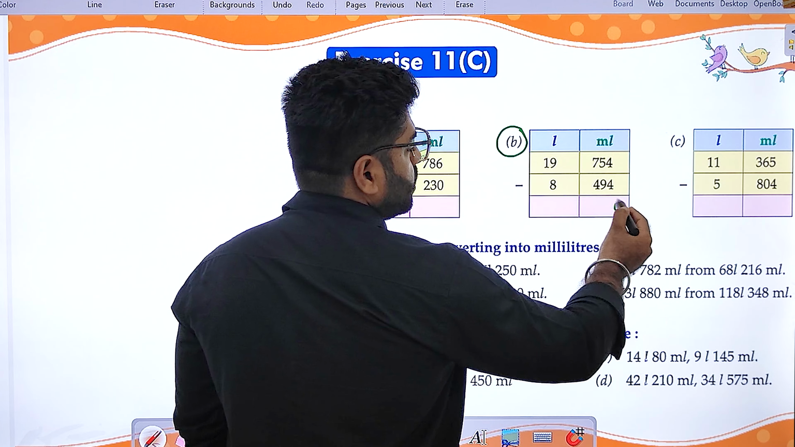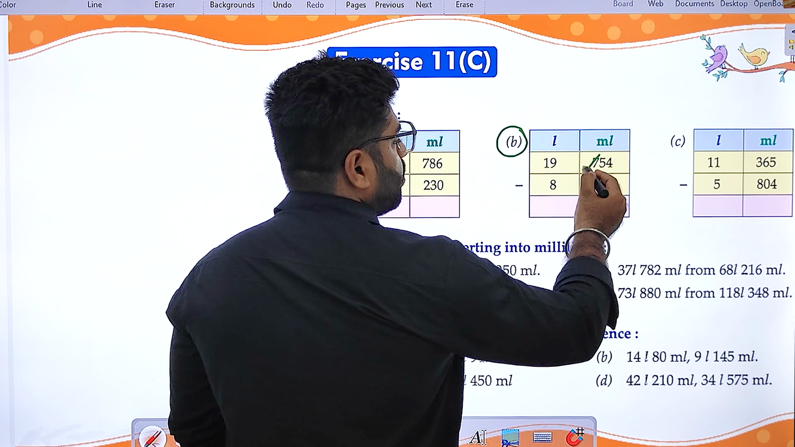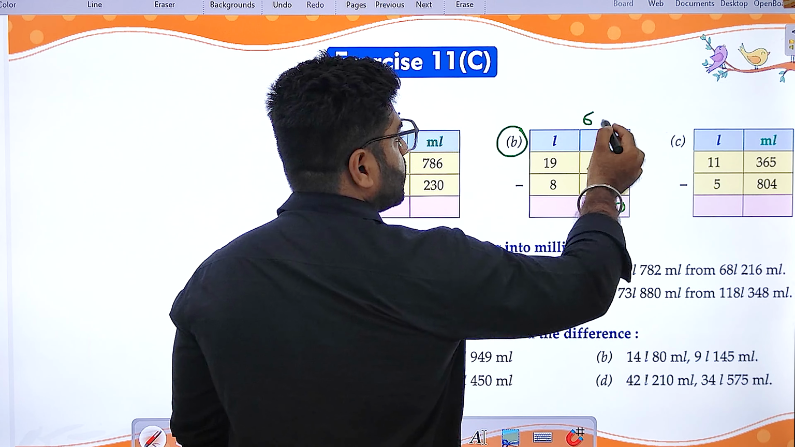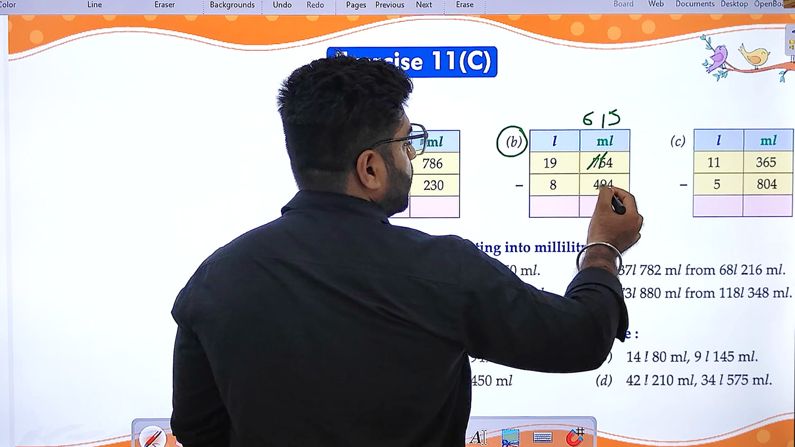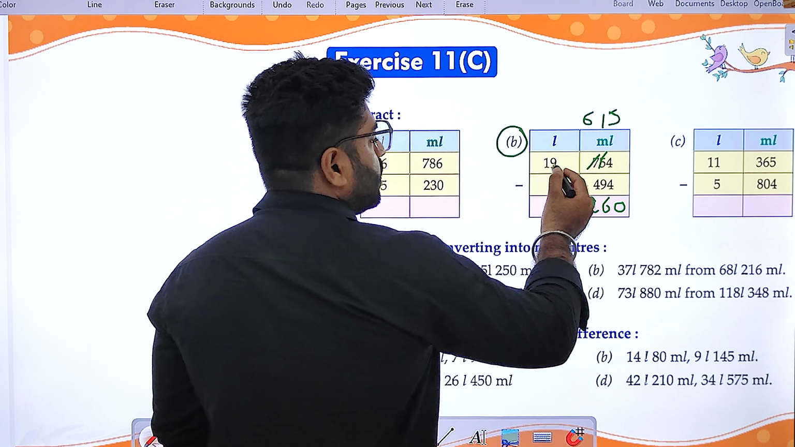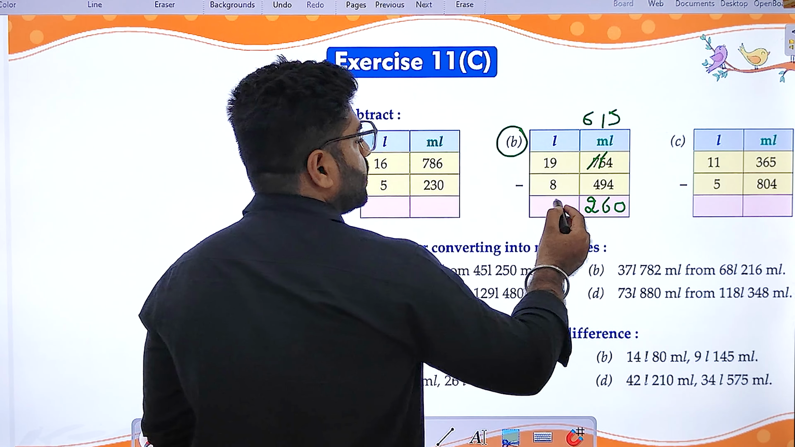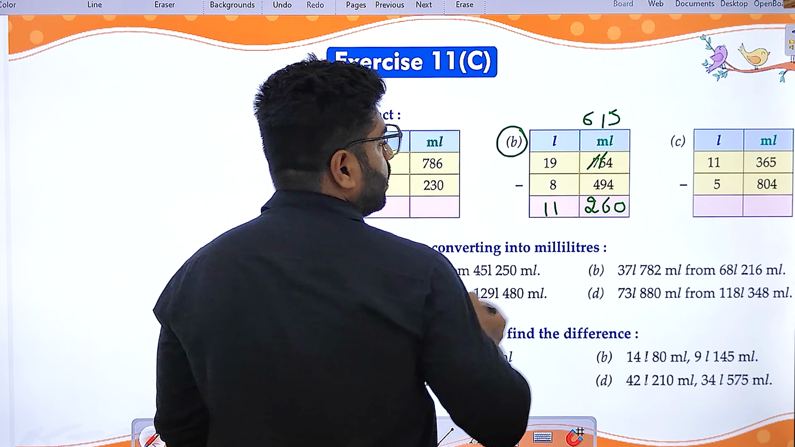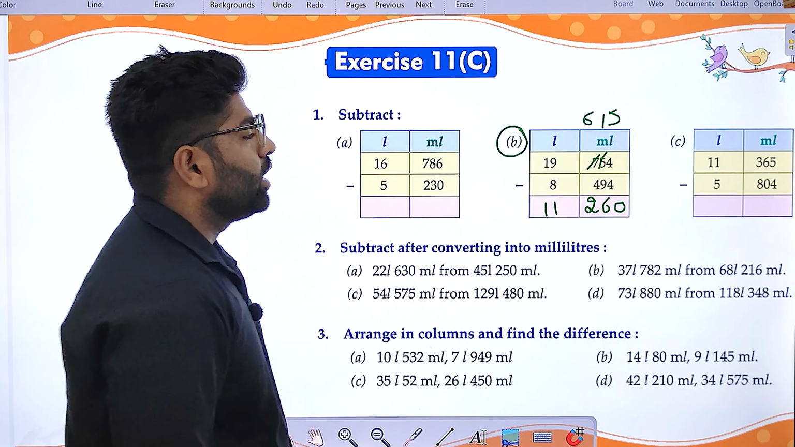So 4 minus 4 is 0. 5 minus 9 not possible. We have to take carry. This is 6 and this is 15 minus 9 is 6. 6 minus 4 is 2. Here we are having 19 minus 8 is 11. So here we are having 11 liter and 260 milliliter.